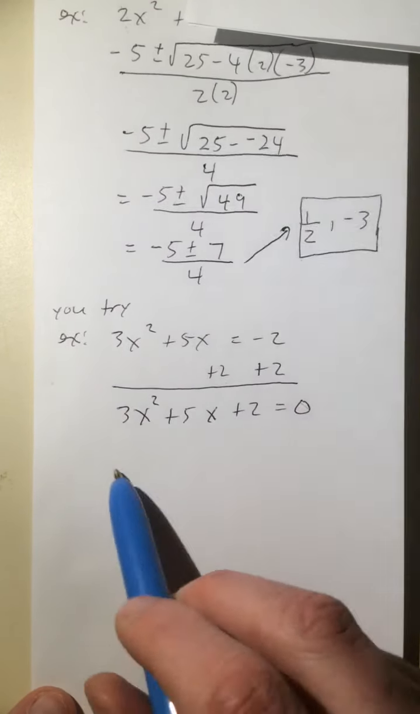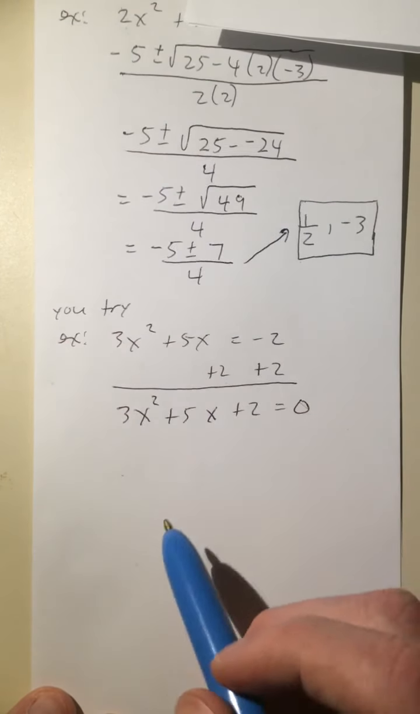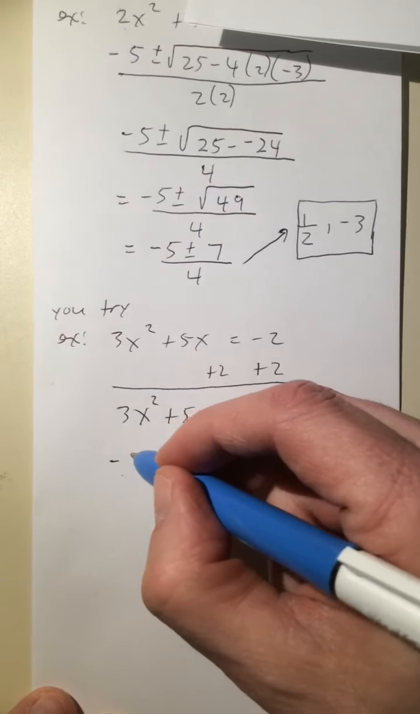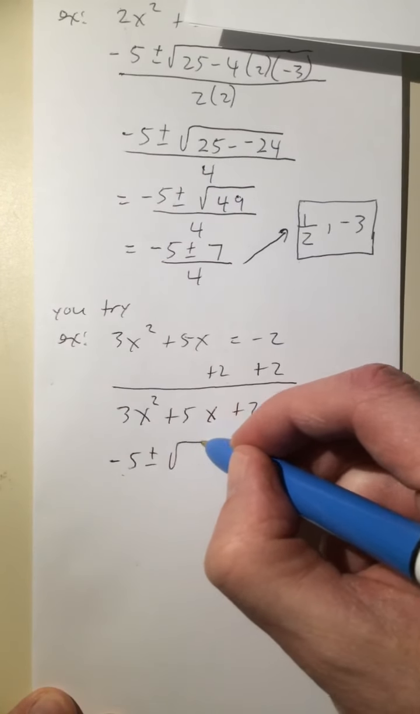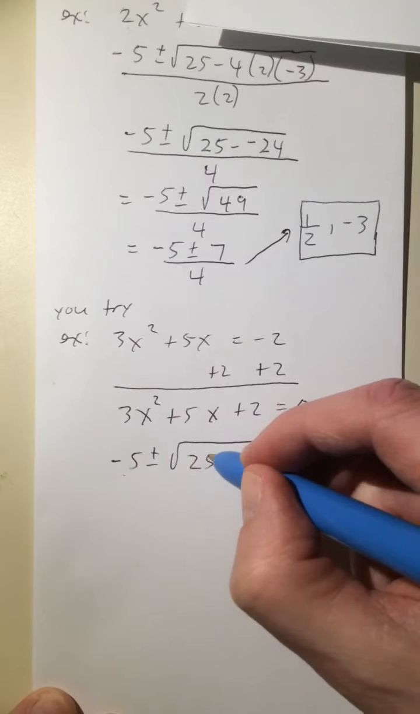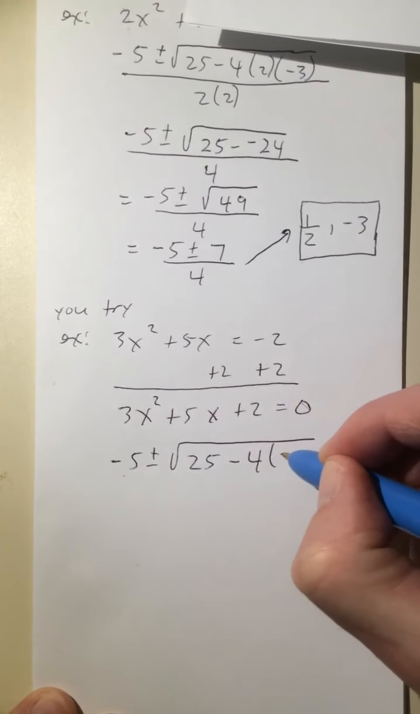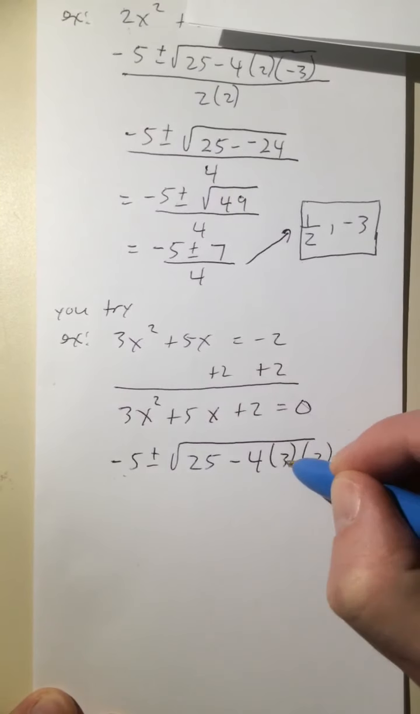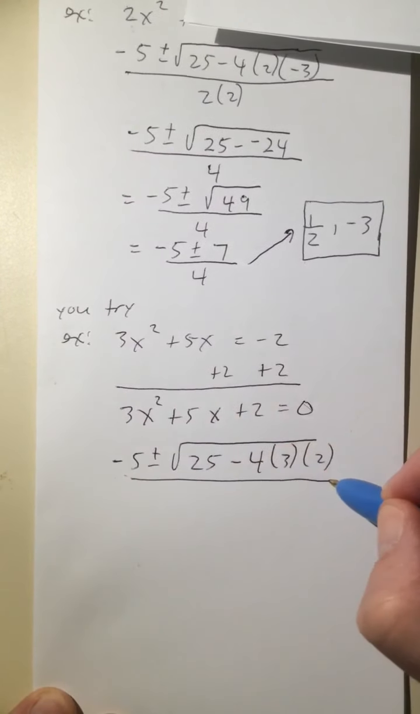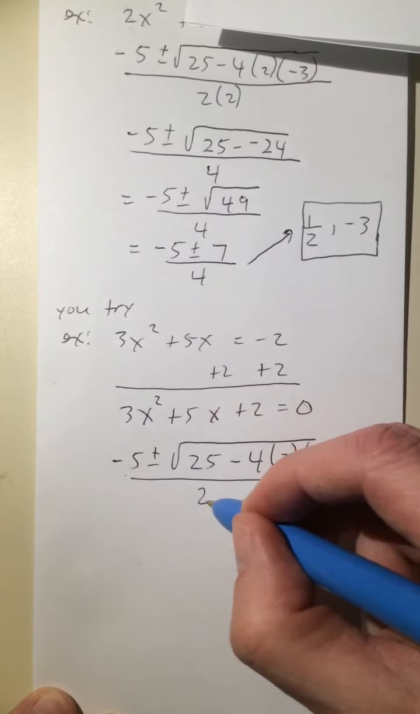So just adding that 2 over. And we have that, and now we have our A and our B and our C, and we just plug those right into the formula. So we got -5 plus or minus the square root of 25, which is obviously 5 squared, minus 4 times 3 times 2, 4 times A times C, over 2 times 3, 2 times A.